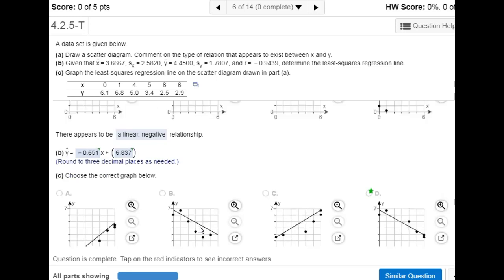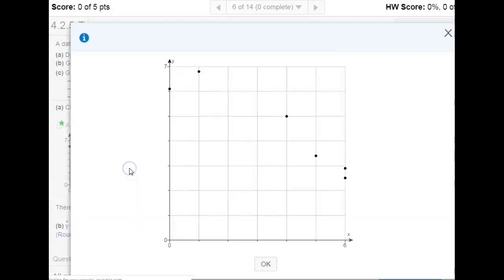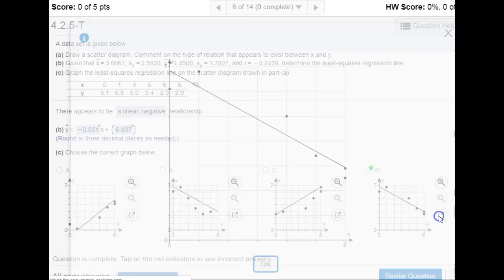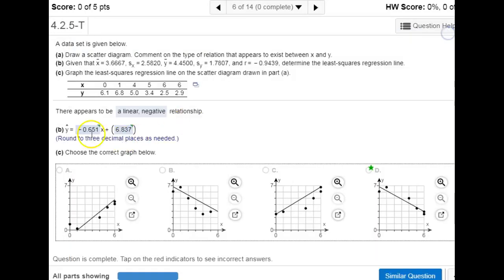And so the last part of the problem is just to combine those two parts, actually graph this line on the scatter plot. So it's going to look just like the scatter plot, but with a line going through it that is the best fit line. And so here is that same scatter plot, but with the line going through it that we computed right there.